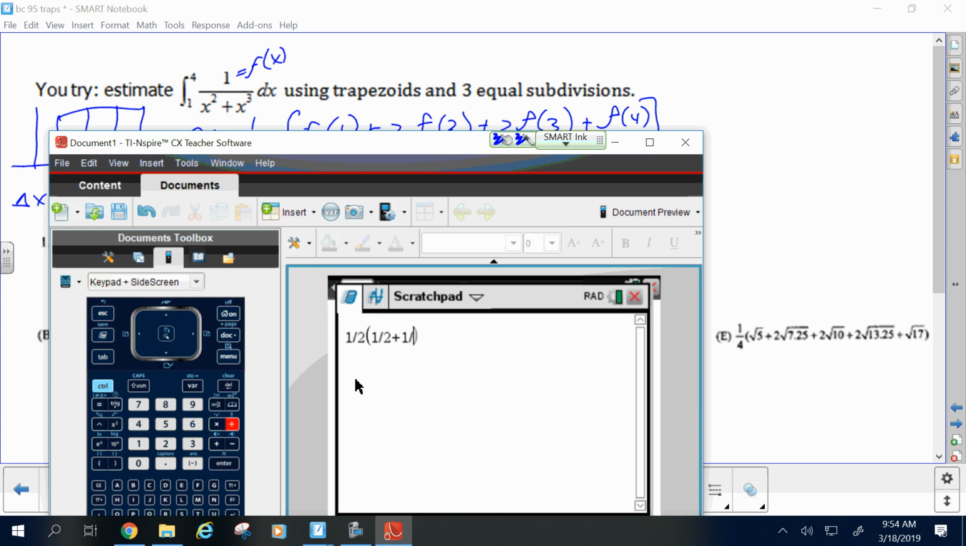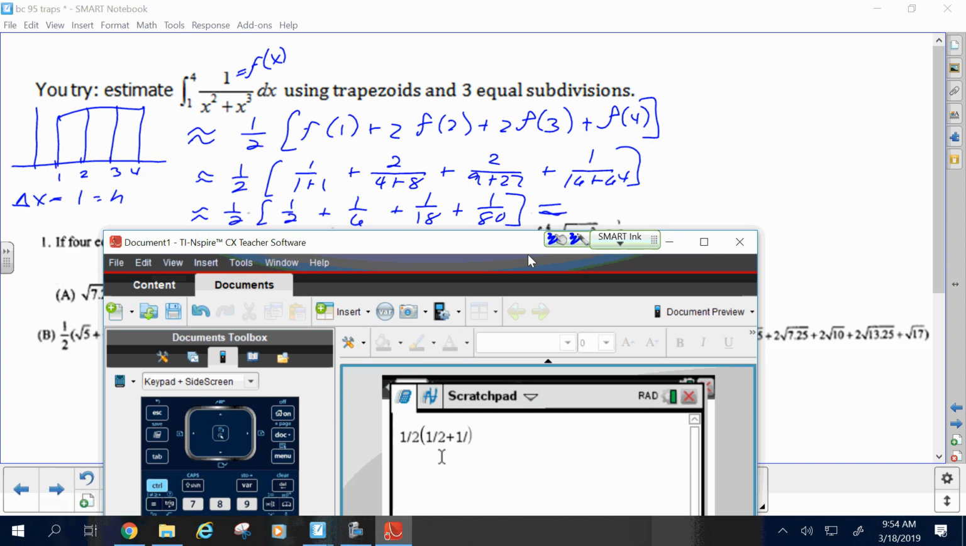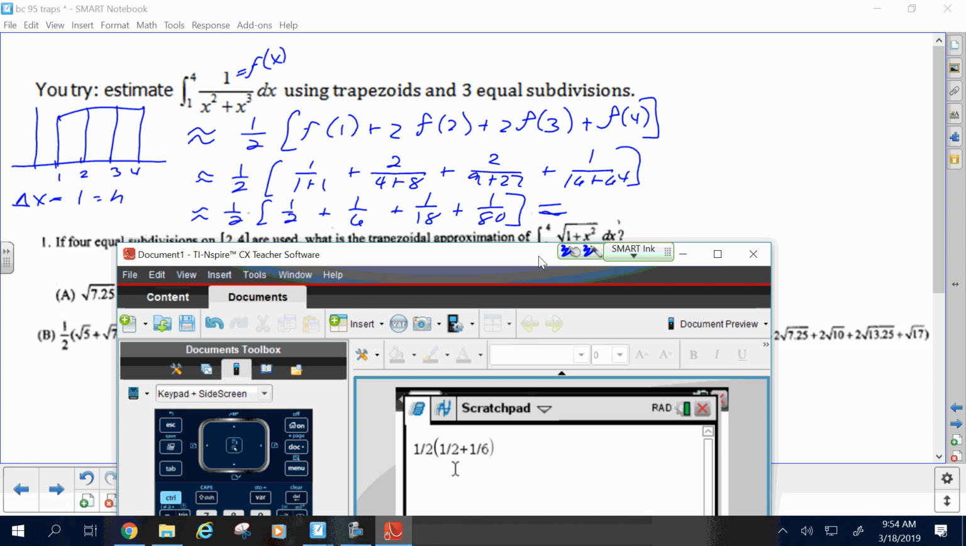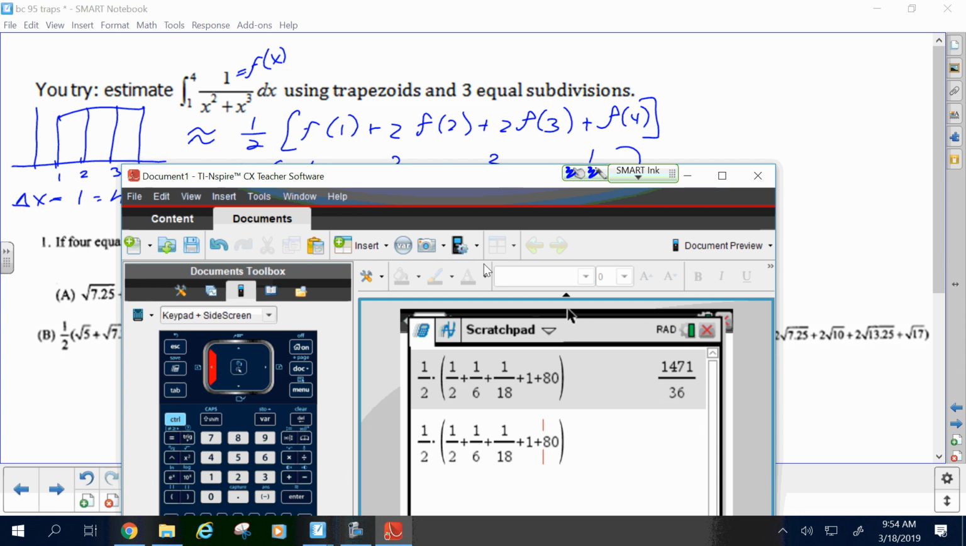One over 6 was it next? You get 1,471 over 36. Nope. You should not have got that because that's wrong. Never mind. Burn it. Did you get 529 over 1,440? Yes. All righty then.